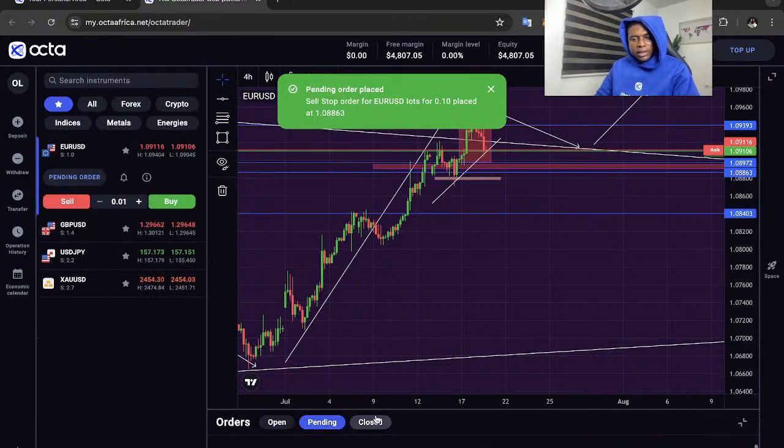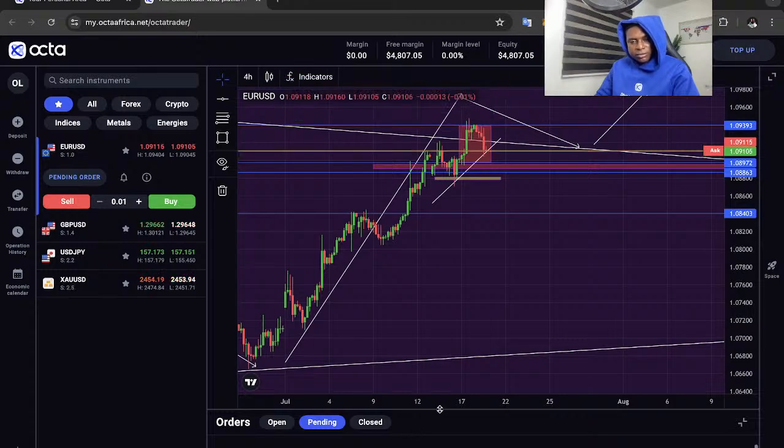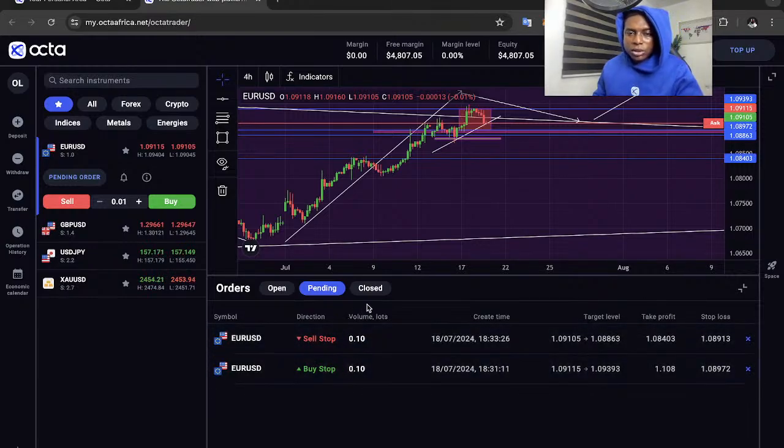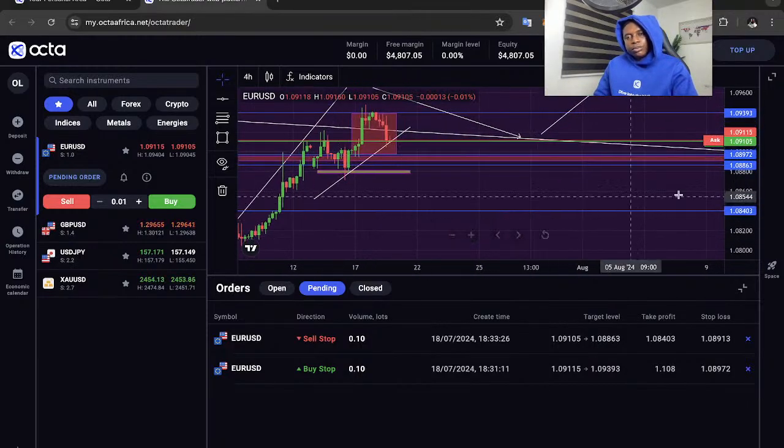So we can see here when I say pending order, we have a pending order for sell stop position and buy position. Which means if price gets to either of these pending orders, then the trade would be triggered.